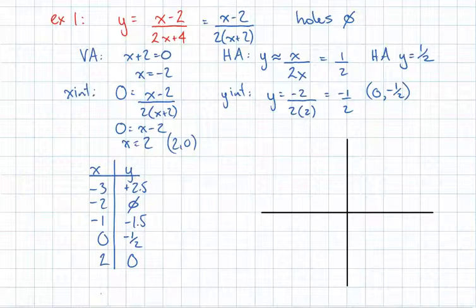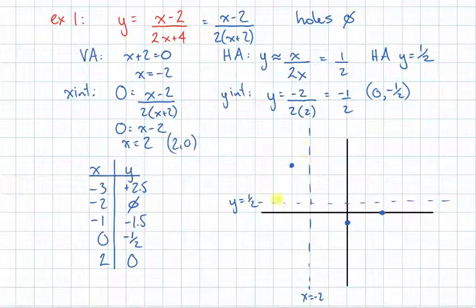So I'm going to plot this information on a graph now. Vertical asymptote at -2, we make a dotted vertical line. Horizontal asymptote, y = 1/2, horizontal line. We'll plot the y-intercept, and we'll plot the x-intercept. Then I've got the point (-3, 2.5).